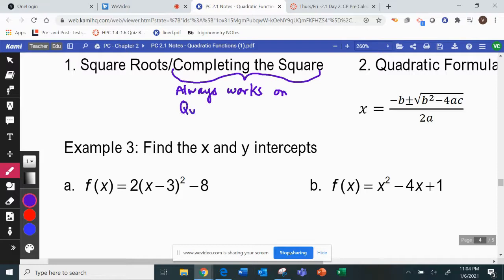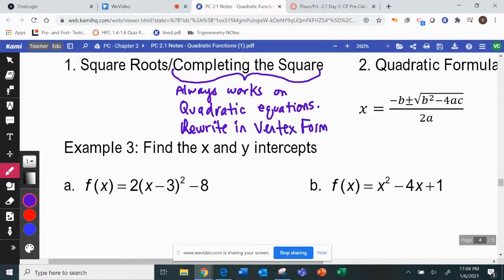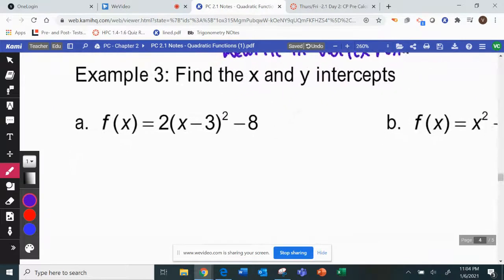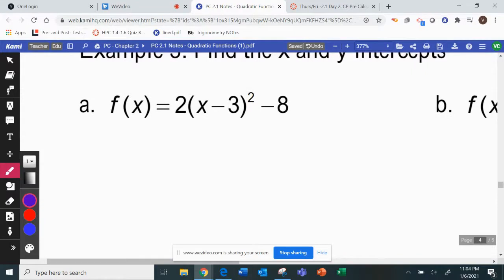On quadratic equations. And what it does is it rewrites the equation in vertex form. If it's in vertex form already, we would just use square roots. If it's not in vertex form, we can use completing the square to put it into vertex form. So I'm going to do question A using this first example of square roots. So this is already in vertex form.